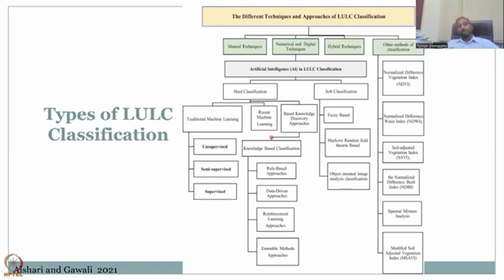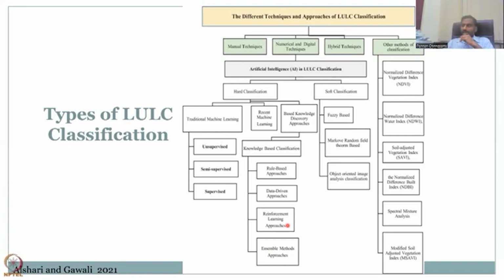And then there are the recent machine learning trends and the basic KDD, or knowledge discovery, approaches. You have knowledge-based classification, rule-based classification, data-driven products, reinforcement learning approaches, and ensemble of methods. Ensemble is combining all the methods. In recent machine learning, there are multiple developments where hard classification is done by giving some input. It's a kind of semi-supervised input, and the computer is smart enough: it learns from the data, trains on the data, and then projects it.